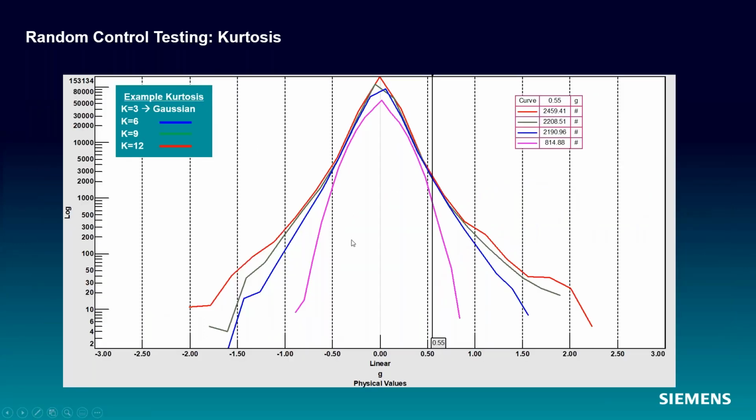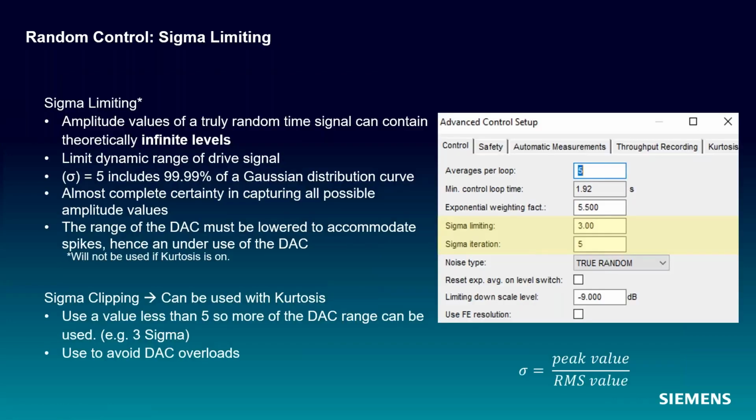And here's just a histogram or bell curve of those different curves there. And you can see that Gaussian random has this typical bell curve distribution, whereas the increasing kurtosis values kind of flare out the end of this bell curve. Sigma limiting is also another thing that you run into with random tests. The origin of sigma limiting deals with amplifier tubes.